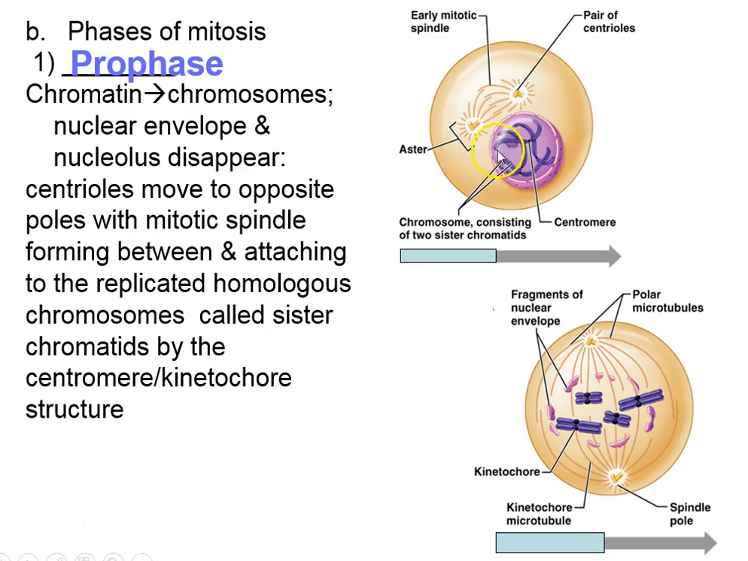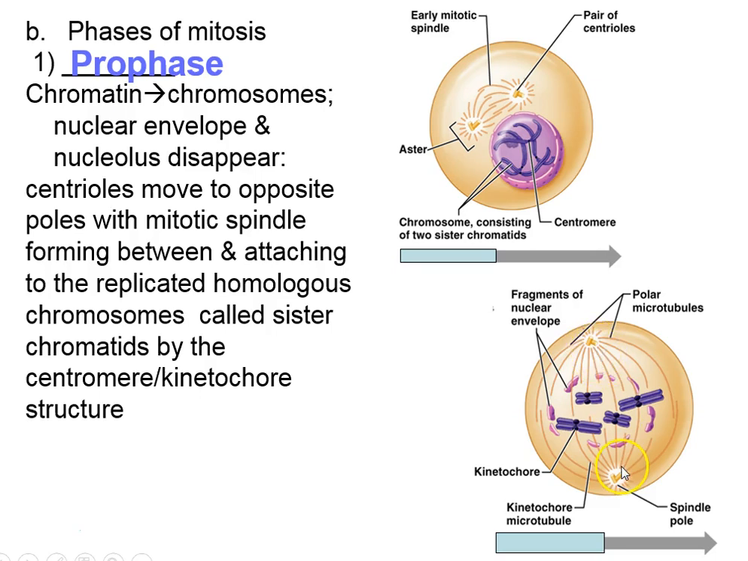There are several things that happen. Spindles form between the two centrioles. Asters form around the centrioles. The centrioles move to opposite poles. The nuclear envelope starts to degrade. The chromatin starts thickening up into chromosomes. So by the time you get to late prophase, you have no nucleus and no nucleolus. You have visible DNA as chromosomes.